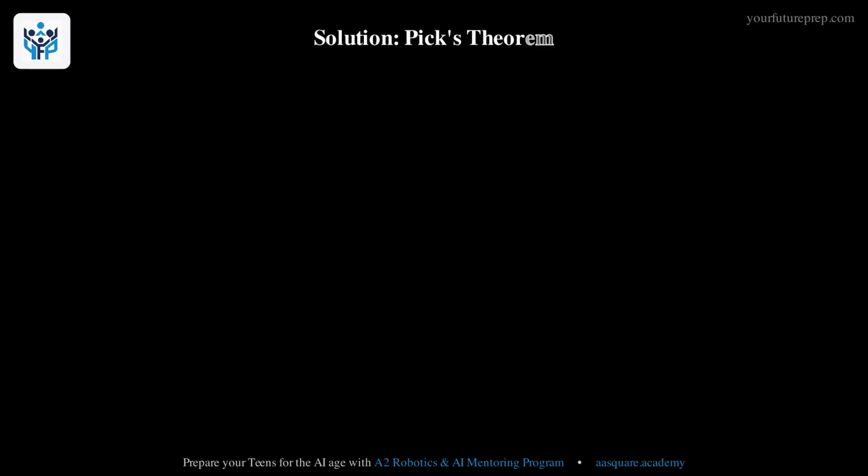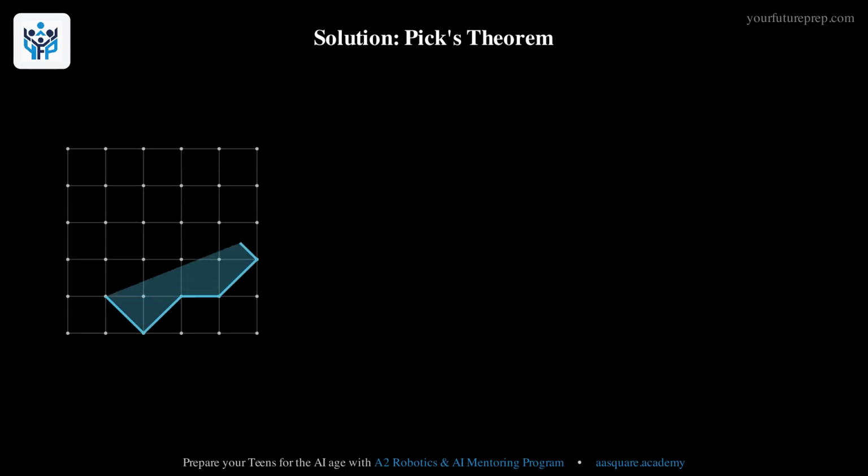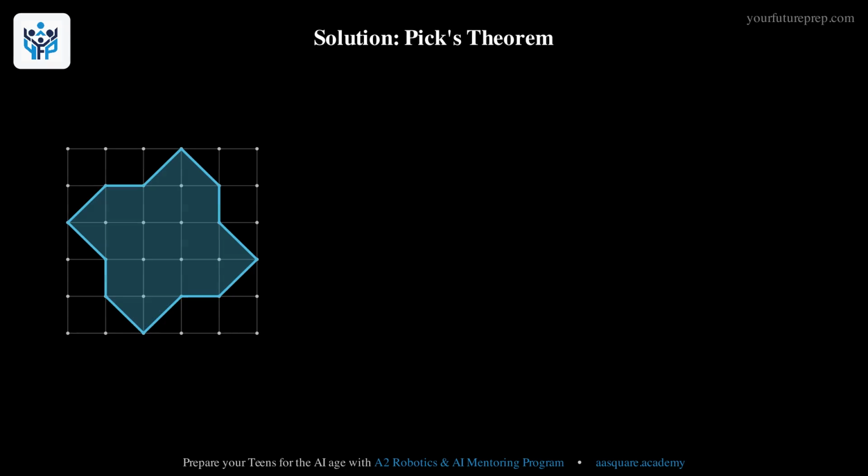Let's draw it on the grid. Here is the graph paper, 5 units wide and 5 units tall. And here is our 12-sided pinwheel figure, with every corner sitting exactly on a lattice point.